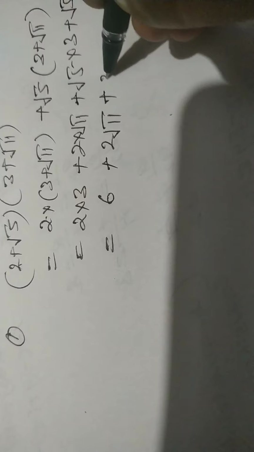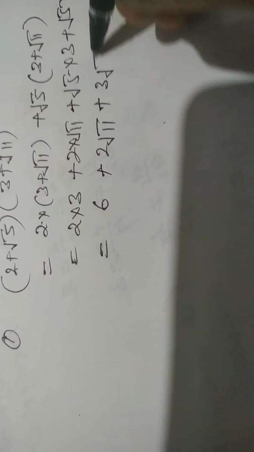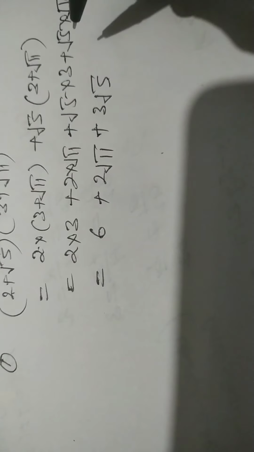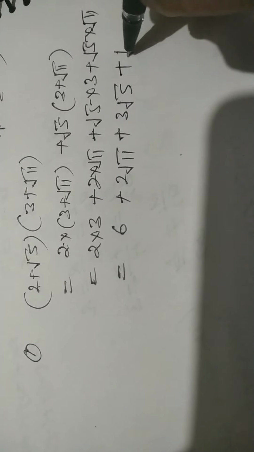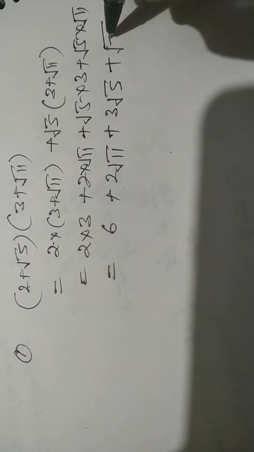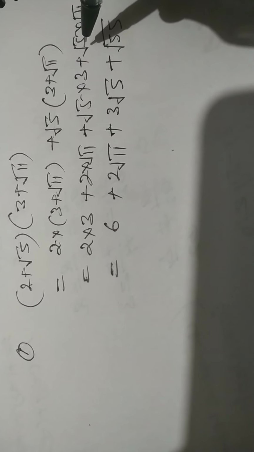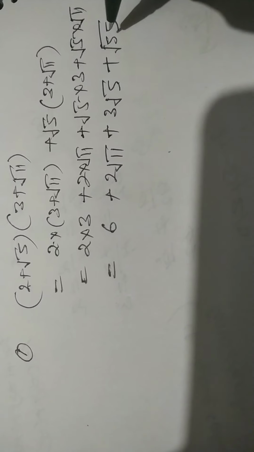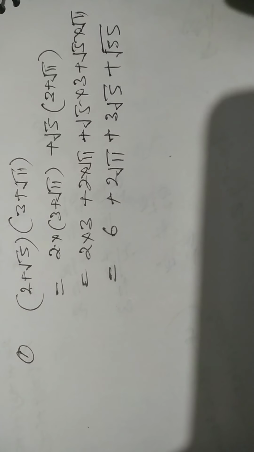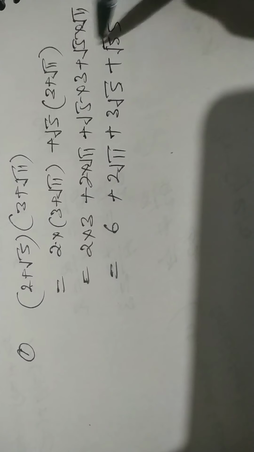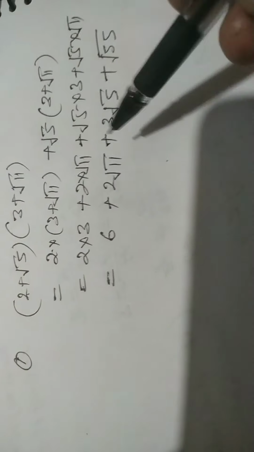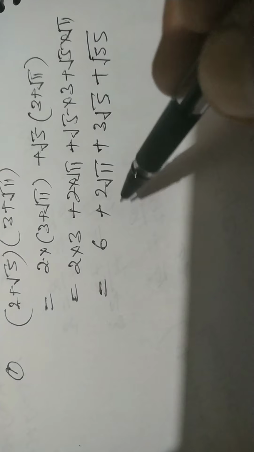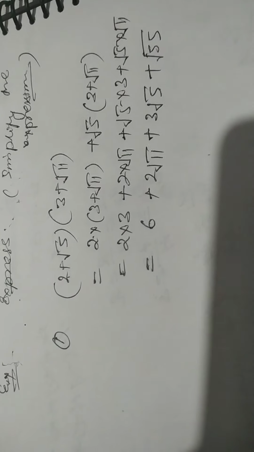Now write the rational number first and then the irrational ones, so that there is no confusion. It is 6 + 2√11 + 3√5 + √55, because √5 into √11 is √(5 × 11), which is √55. If you don't know this, we will discuss it in the next session. Now these are all unlike terms, so we cannot add them further. That is the simplification of this one.